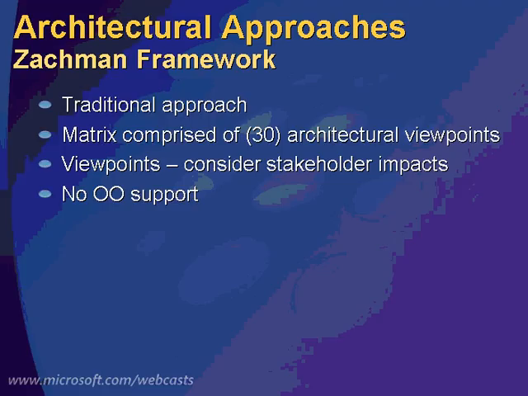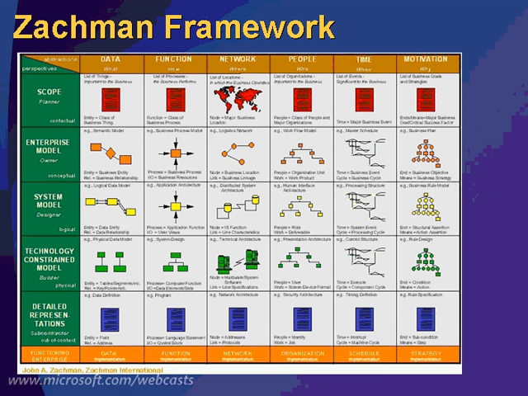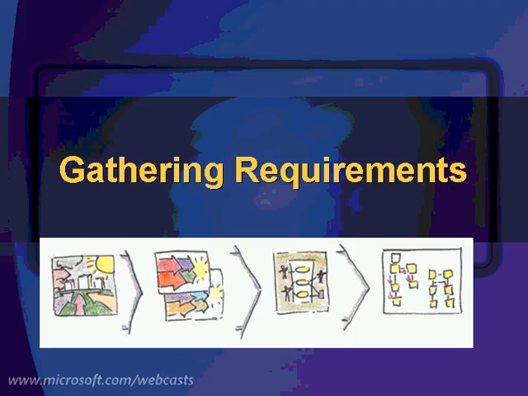Then we also have the granddaddy of them all, the Zachman framework. This is a traditional approach, which is a matrix combined of about 30 different architectural viewpoints. And all these viewpoints are meant to consider the stakeholder impacts. Because this is from the earlier days of software engineering, there's really no object-oriented support, but here's a look at what the Zachman framework would look like. And you see here a matrix between the different layers of technology implementation and the different stakeholders, etc. So this is just a background of some of the frameworks that are out there to help you get started. So let's shift gears and talk about gathering requirements.